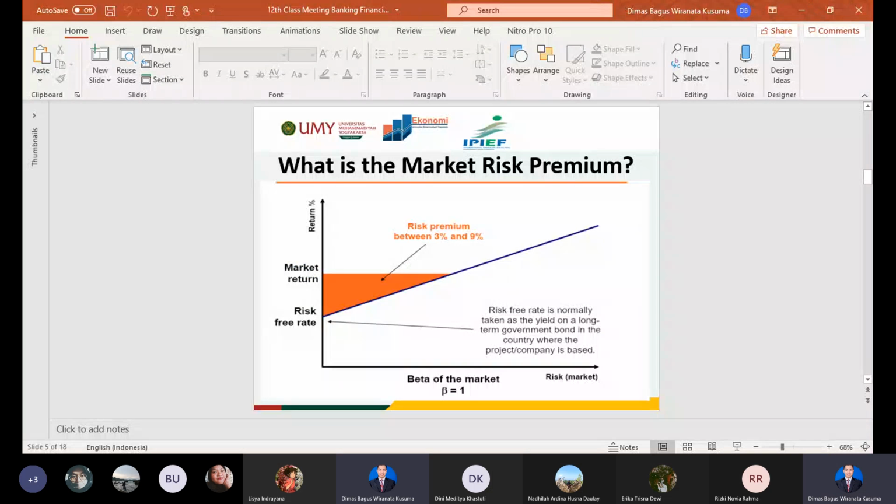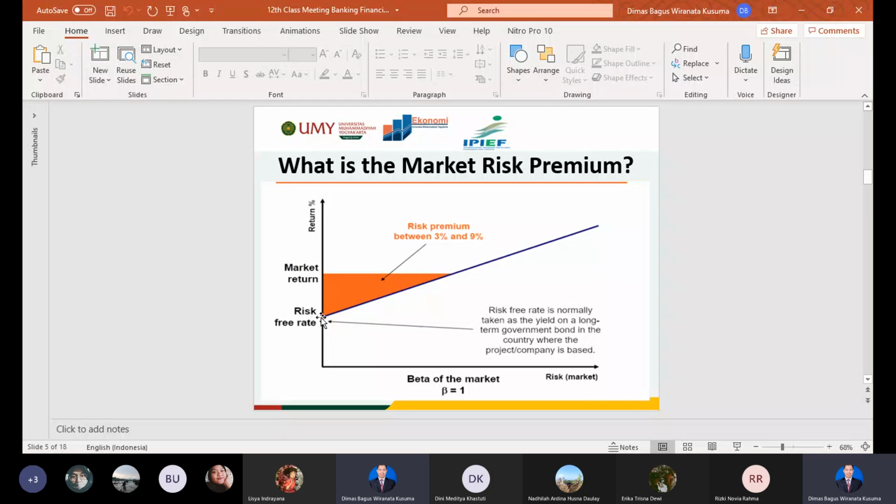And here is the graph. The vertical axis denotes the returns in percentage, and the horizontal axis is the risk due to the market. These two opposite lines show you the degree of accepted risk that you want to hold. Here you have the orange color, which denotes the risk premium. The risk premium is basically the difference between the market returns and the risk-free rate.